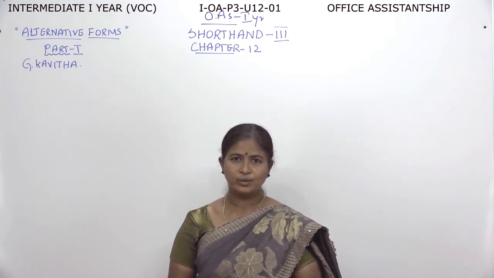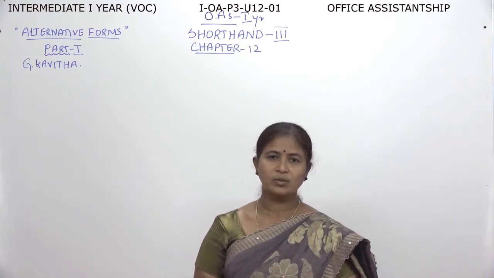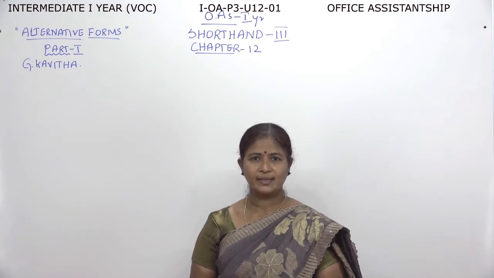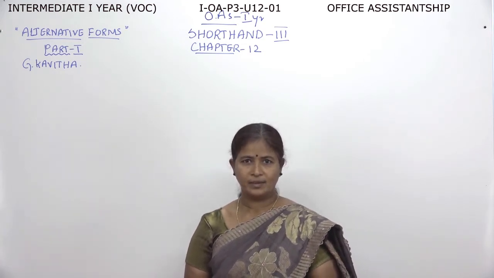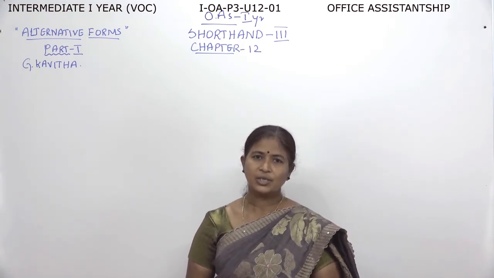Today we are going to learn the subject Shorthand for Office Assistantship course, first year, paper 3, and the chapter number is 12, Alternative Forms. Okay, in the last chapter we learned initial hooks.